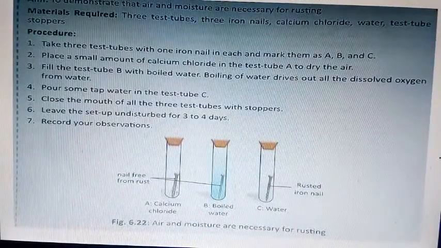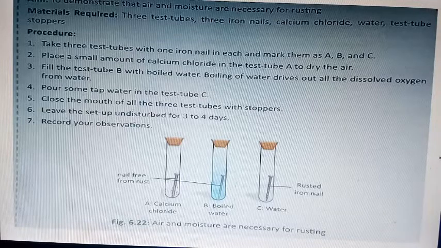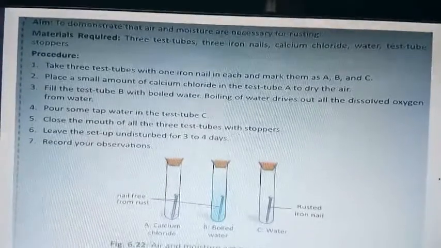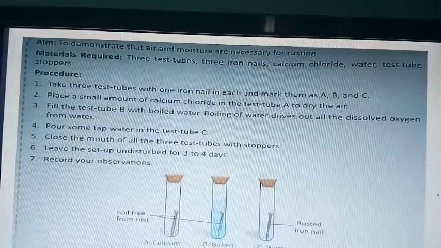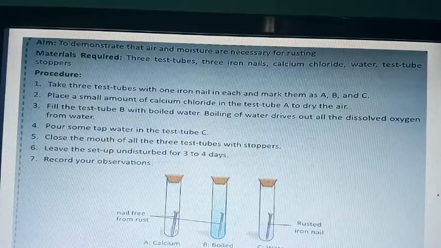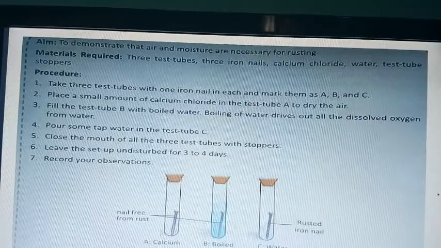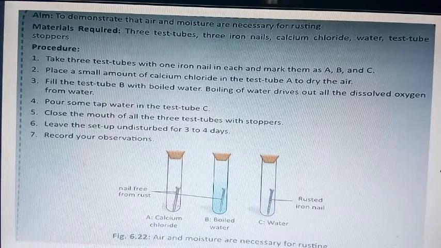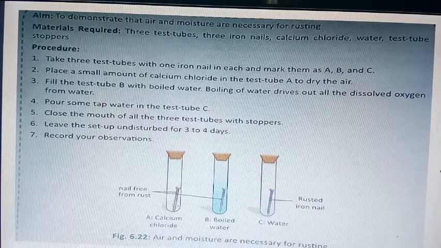Then you can see here, to demonstrate the aim of this activity, to demonstrate that air and moisture are necessary for rusting. So what are the materials required for this? Materials required are 3 test tubes, 3 iron nails, calcium chloride, water, and stoppers.